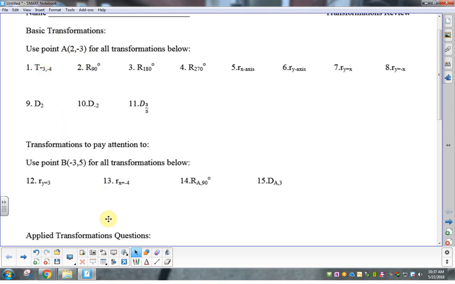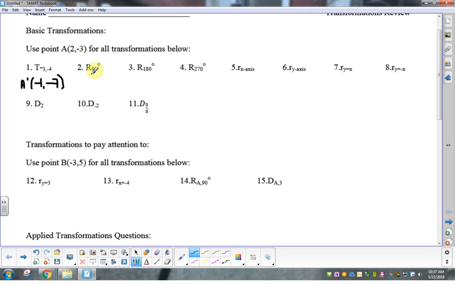So a (-3, -4) translation is going to mean we're subtracting 3 from our x, subtracting 4 from the y. So A prime, remember we always write the image as a prime, is going to be (-1, -7). I'm just subtracting both. If this was a plus, I'd be adding, all that good stuff.